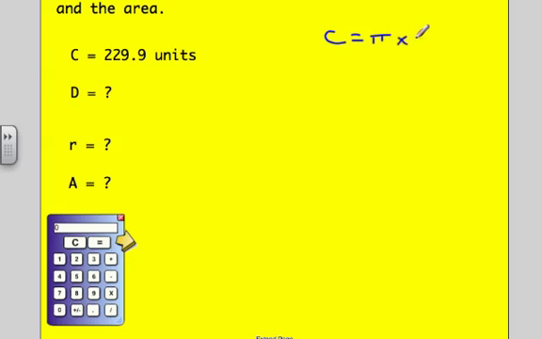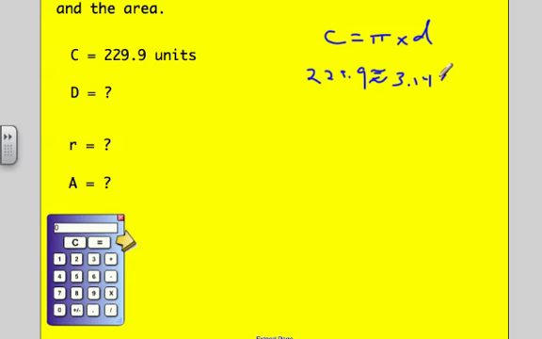You should be pretty familiar with that formula. And we know that the C is 229.9. And we know what pi is. Well, we don't know exactly. I should put in those approximate numbers here. But we know it's about 3.14.